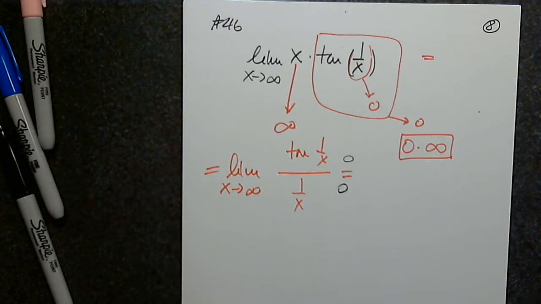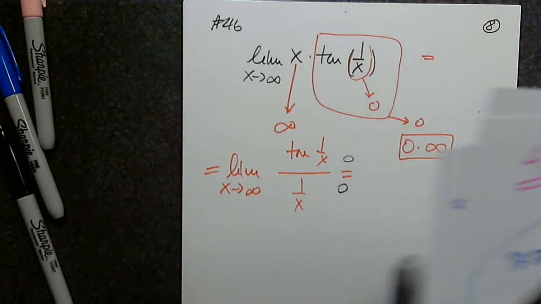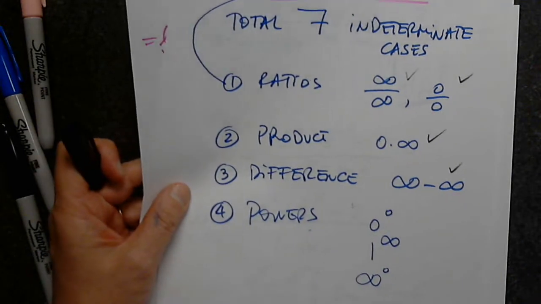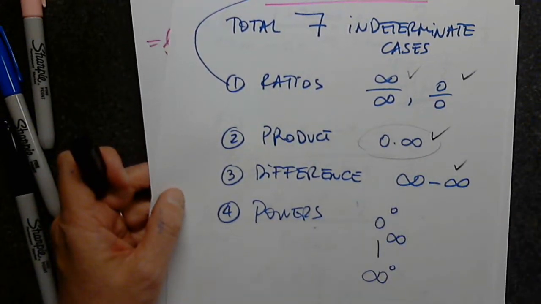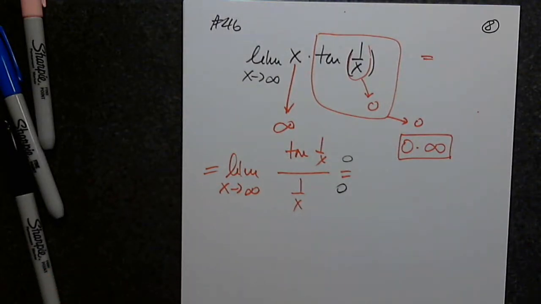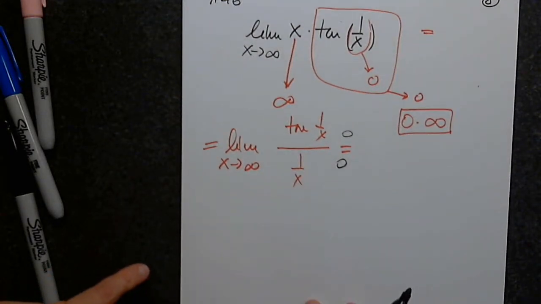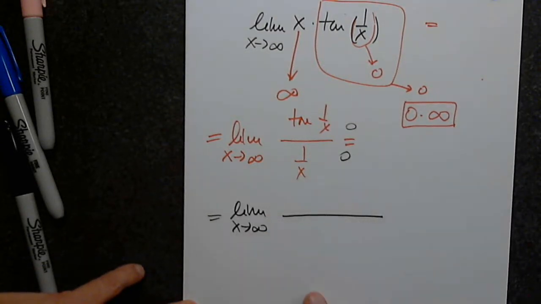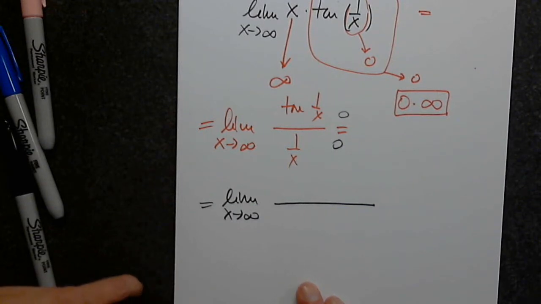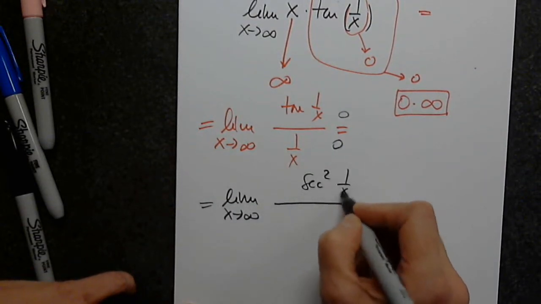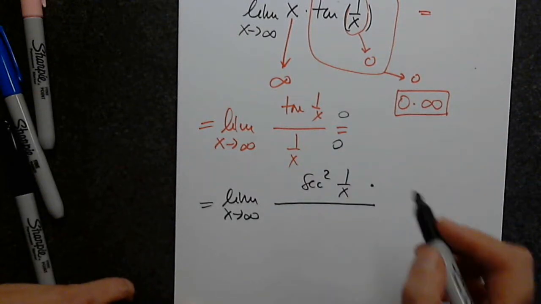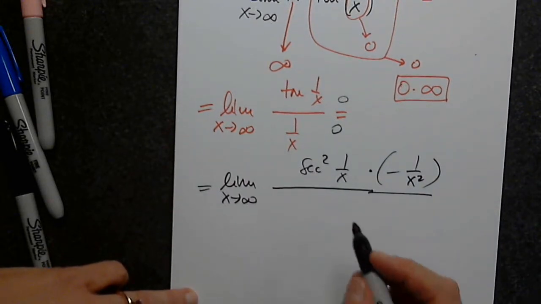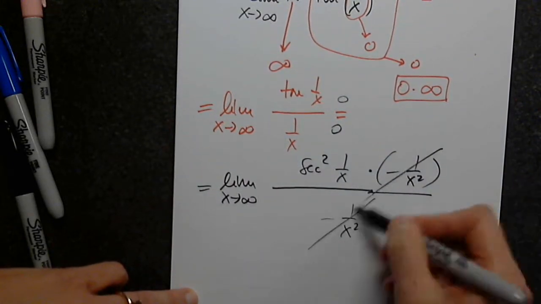And so this particular situation is nice for this particular case. Maybe other cases may be more difficult, but for this problem, the product was easily turned into a ratio. So now we will differentiate the top using L'Hopital's rule, and we get, excellent, secant squared 1 over x times, yes, negative 1 over x squared. And when we differentiate the denominator, we get, excellent, couldn't be better.